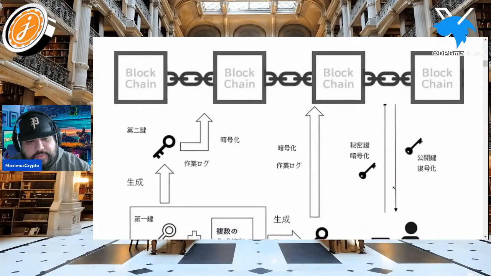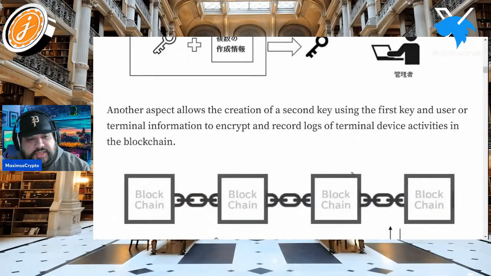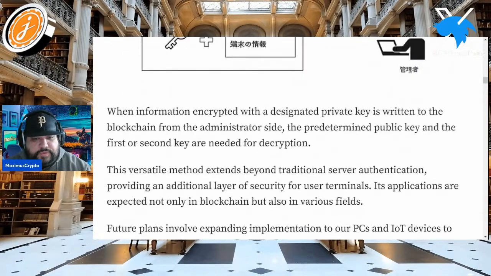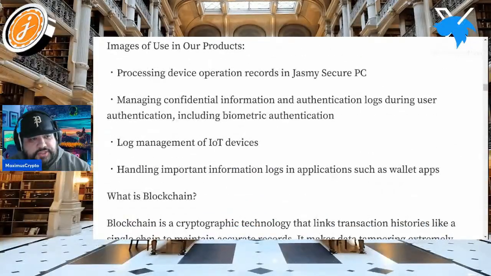And of course, this example is all in Japanese. That's okay. But another aspect allows the creation of a second key using the first key and user terminal information to encrypt and record logs of terminal device activities in the blockchain, I should say. Now, I'm not going to read all this. I want to get down to this part real quick. Images of use in their products. Processing device operation records in Jasmy Secure PC.